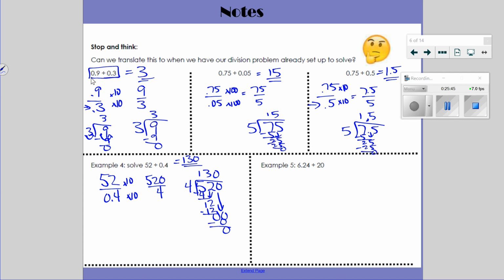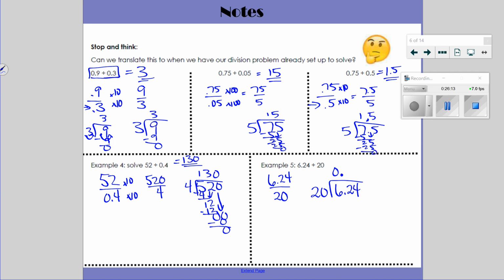Okay? Okay, our last one here. Let's do 6 and 24 hundredths and divide it by 20. Do I have any decimals in my denominator? No. So do I need to move anything? No, I don't. I can just set this up. The top guy, he's my winner. He goes in the house. 6 and 24 hundredths divided by 20. Will 20 go into 6? No. So I can put a 0 above that. Remember to bring your decimal straight up into your answer.